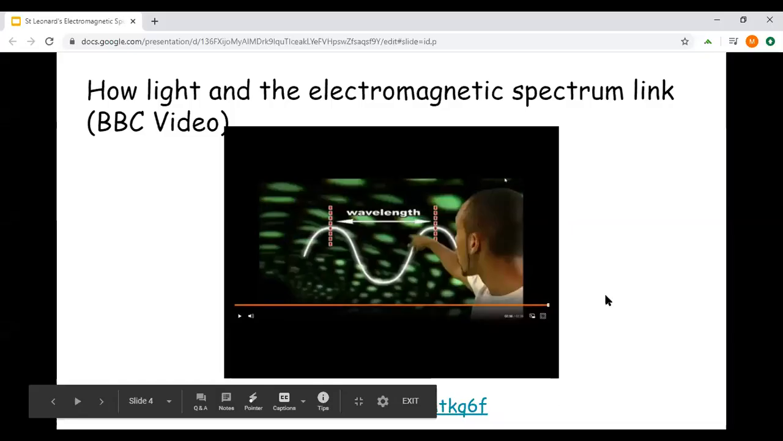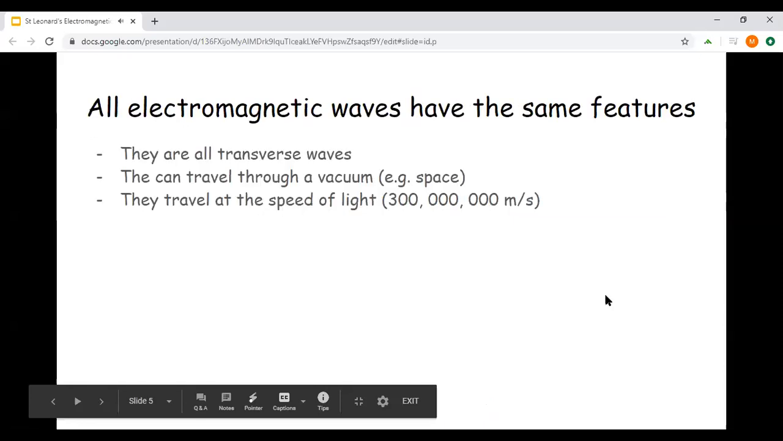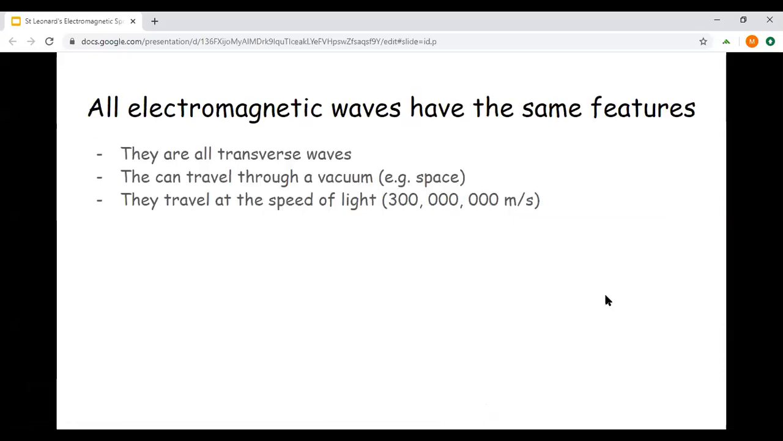So I hope that all made sense. Now, electromagnetic waves have the same features as we just heard. They're all transverse, they travel at the speed of light, which is 300 million metres per second, and they can travel through a vacuum, i.e. space.